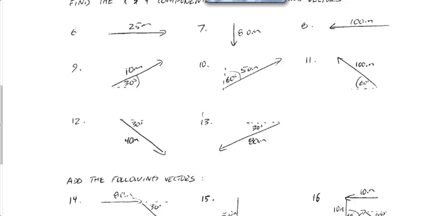What's the x component of 25 meters? We're talking about question number 6 now. What's the x component of 25 meters? 25. What's the y component? 0. What's the x component of 8 meters? 0. What's the y component? -8. Good. What's the x component of 100? -100. And the y component is 0, right? No funny angles here that we have to deal with, right? But we still got to be able to deal with the x and y components of those.